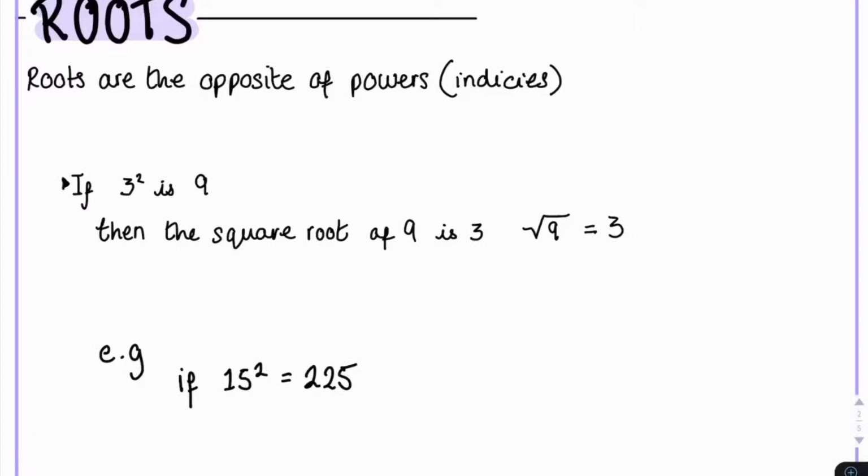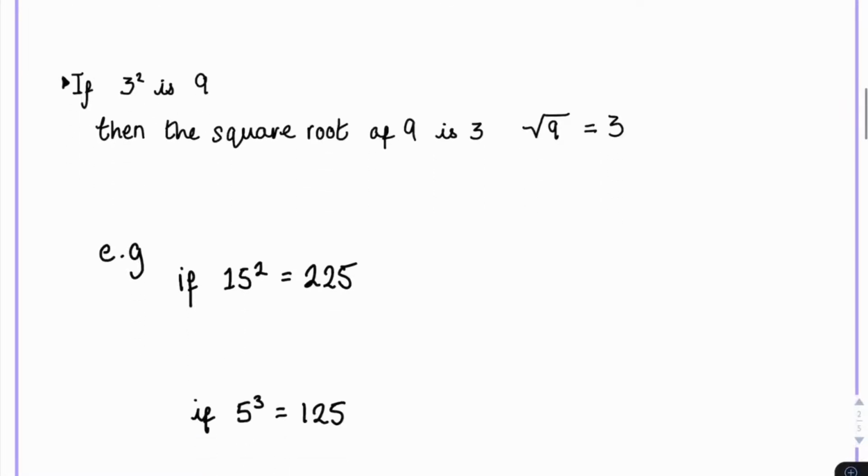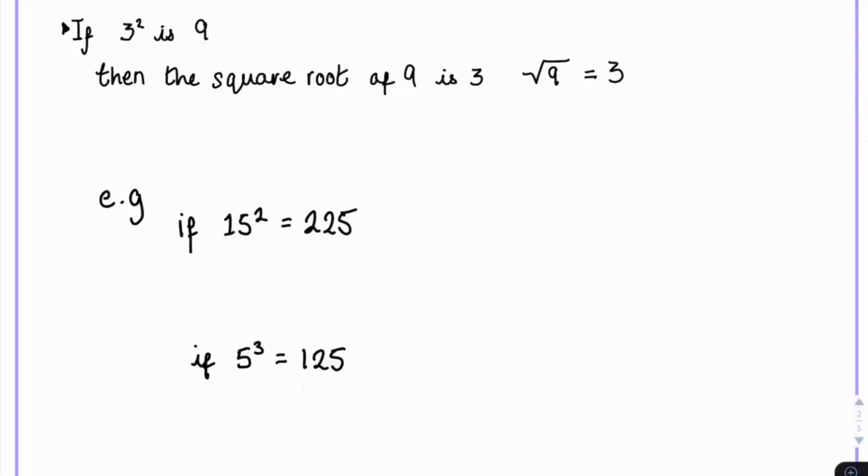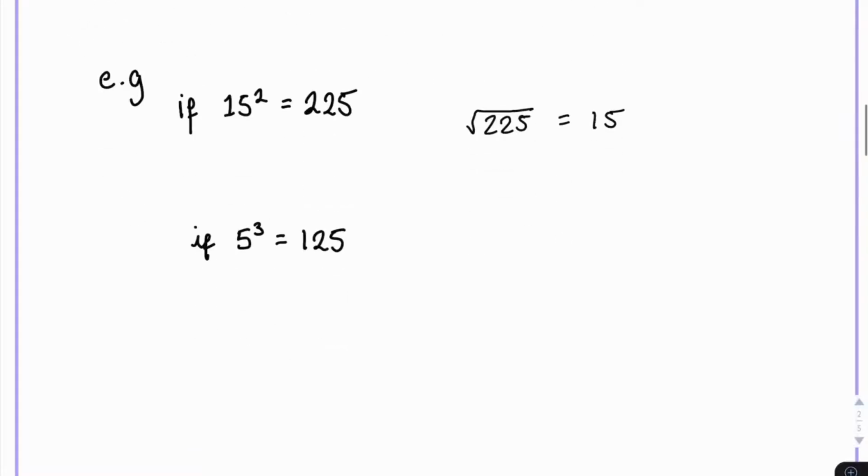Now roots are the opposite of powers, indices. If 3 squared is 9, then the square root of 9 is 3. So if 15 squared is 225, then the square root of 225 is equal to 15. Now if 5 cubed is 125, then the cube root of 125 is going to be equal to 5.